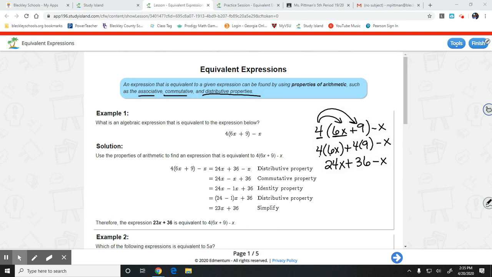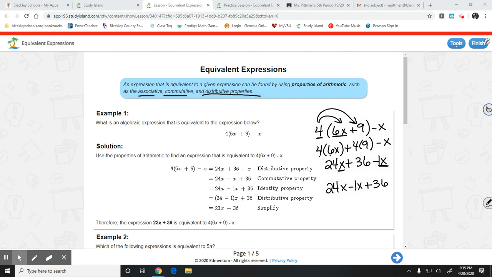All right, so that was the distributive property. We notice that we have x's here still. Do we know what's in front of this x right here? There's an invisible 1 in front of that x. So what we can do is what we call combine like terms. And in order to combine like terms, we're going to use the commutative property and move these numbers. So we're going to use 24x minus 1x plus 36.